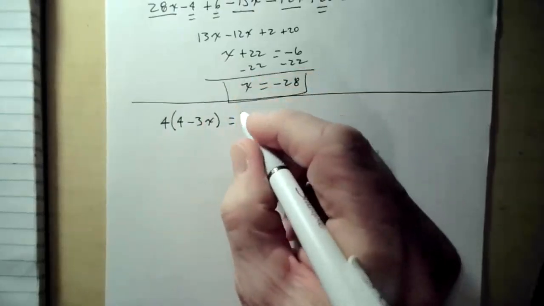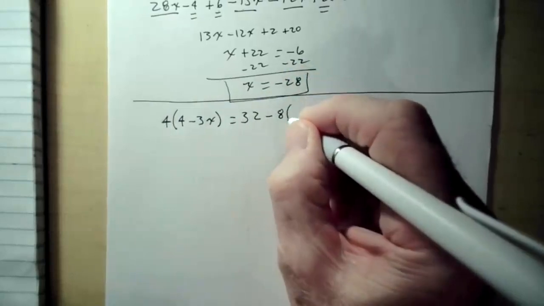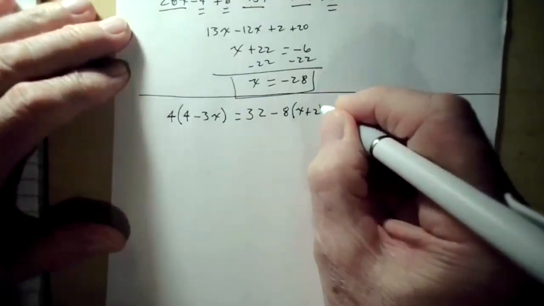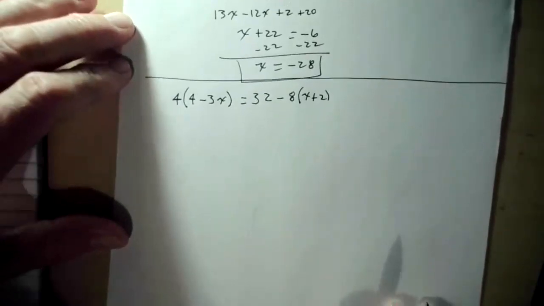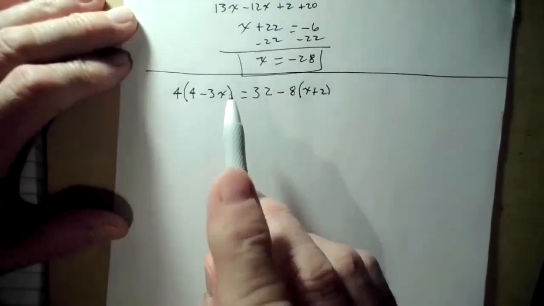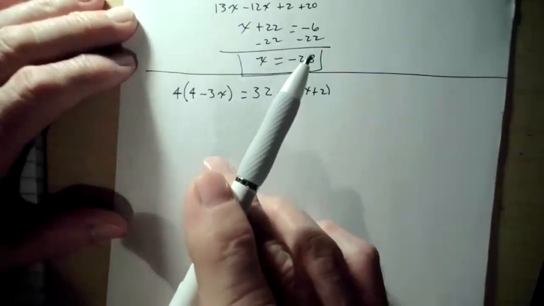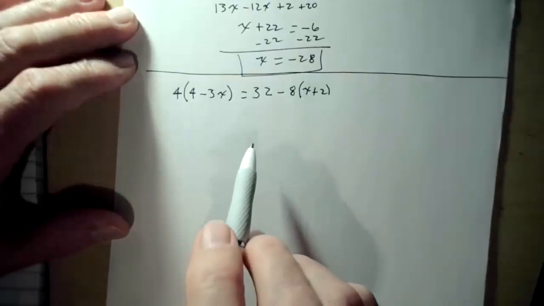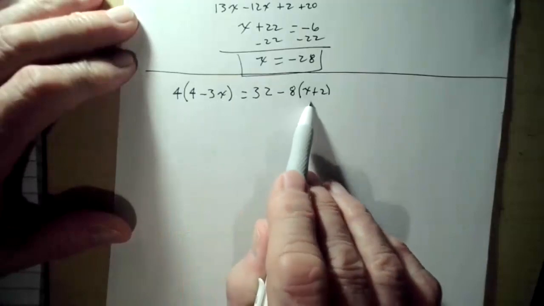Get this one if you're so smart. 4 open, 4 minus 3x, closed, equals 32 minus 8 open x plus 2. You've got x's all over the place, numbers all over the place. Look, this is not a big deal. Just do what you can do. But remember, like I said on day one, PEMDAS is the most used thing we do in math, and it comes into play in almost every problem you're going to get.